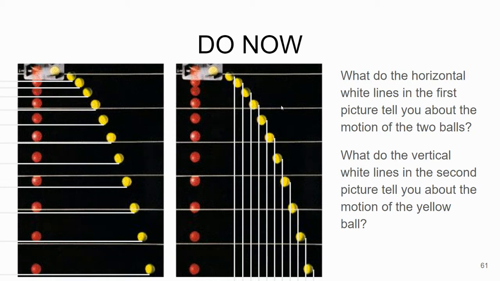So in the first picture, the fact that the yellow ball is going to the right is not affecting the way that it's going down. And in the second picture, the fact that the yellow ball is going down is not affecting the way that it is going to the right. So this is the idea of things being independent.